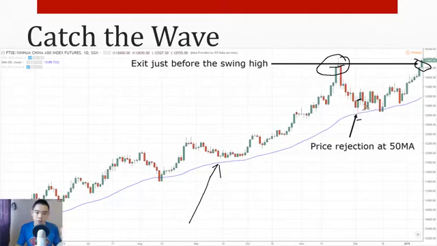Okay, so you can see that what you've done in essence is just capture one swing in this uptrend. Okay, so this is the second strategy, catch the wave.